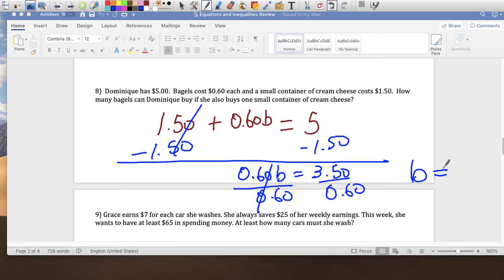And the number of bagels you can buy with $3.50, if all of them cost 60 cents, is 5.833. So as far as full bagels, right, you don't want to buy 5 and a chunk of the next bagel. So the maximum number of bagels in this case is 5. So you're going to have to adjust your answer depending on the question and depending on the context of the story. In the context of the story, you can buy 5 bagels.